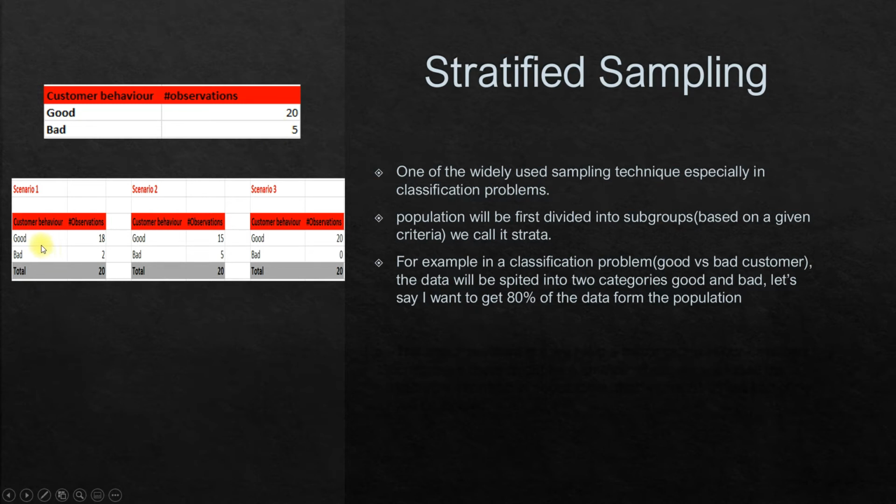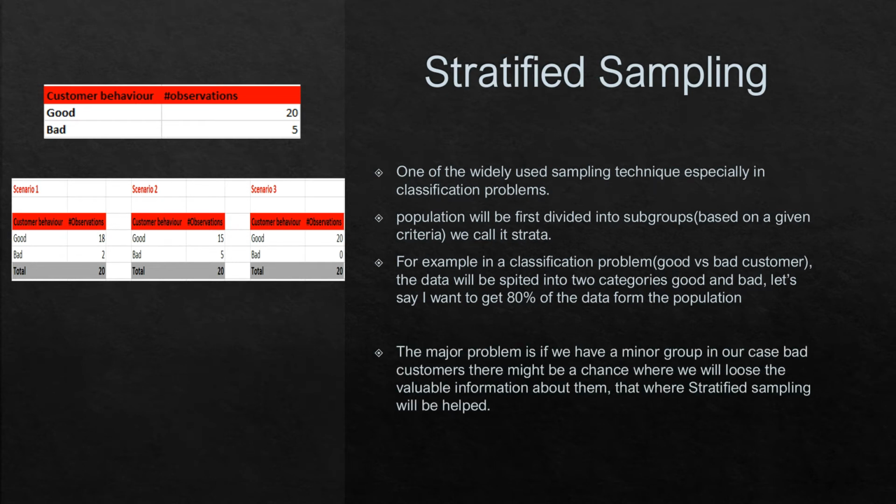So there might be a case where I'll get 18 good customers and 2 bad customers, or 15 good customers and 5 bad customers, which means I'm taking all the bad customers in my sampling. Or there might be a case where I'll take all the good customers in my sampling, but I'm leaving out my bad customers. So I don't have any bad customers in my sample data.